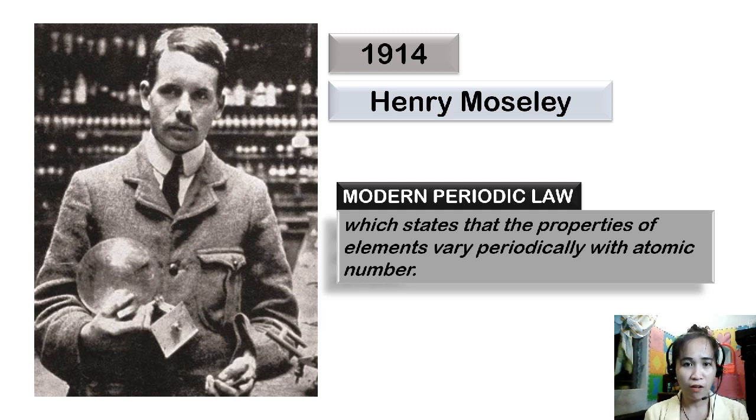Can you recall what you learned in Module 2? What is atomic number? Yes, atomic number is equal to the number of protons in the nucleus of an atom. Therefore, the atomic number is a common characteristic of all atoms of an element.